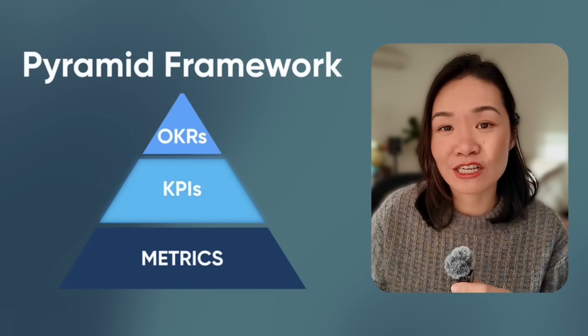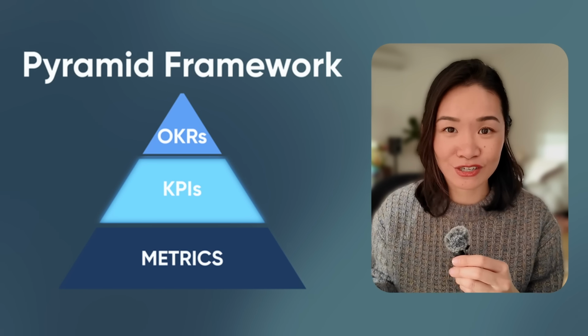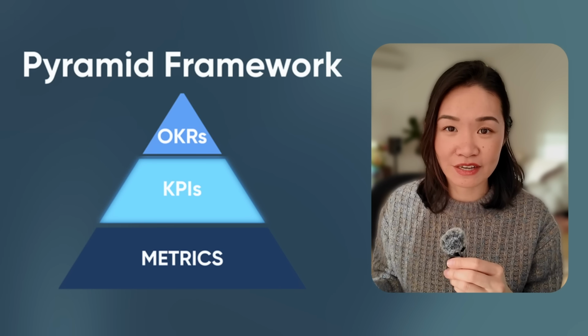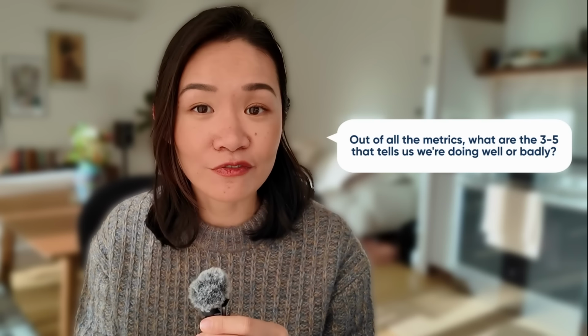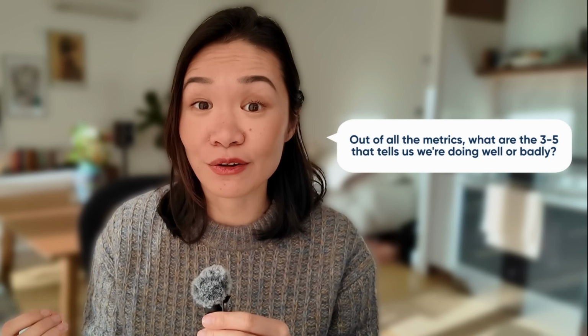Now, the KPIs layer is where we start moving on to the metrics that we actually care about. It's where we start asking ourselves, okay, out of the bajillion metrics that we could track, what are the 3 to 5 that actually tell us if we're doing well or badly?